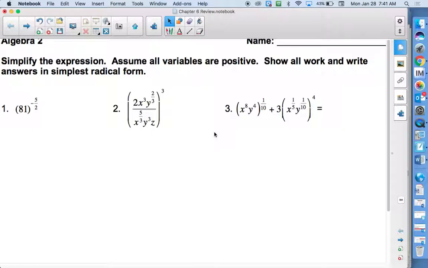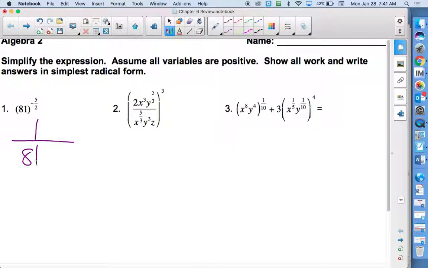Fraction, move it to the denominator. Now it's a positive 5 halves. So that would be the first thing. What else do we do, Hunter? You can rewrite it as square root of 85. Yeah, so we have the square root of 81 and then to the 5th power.